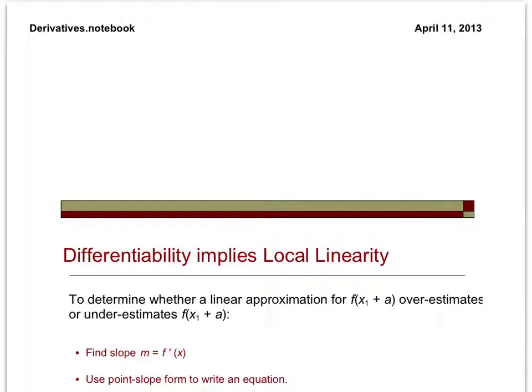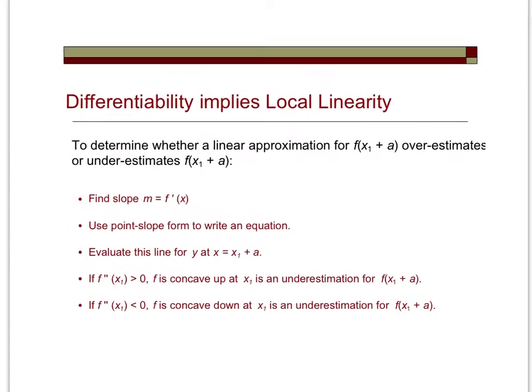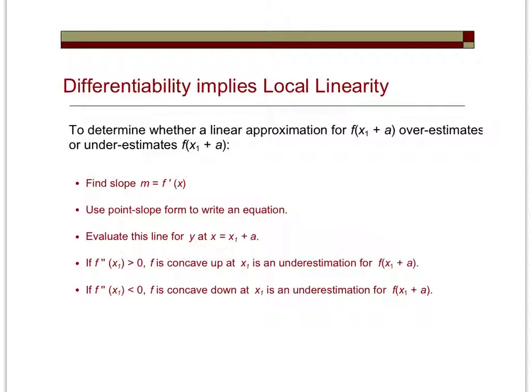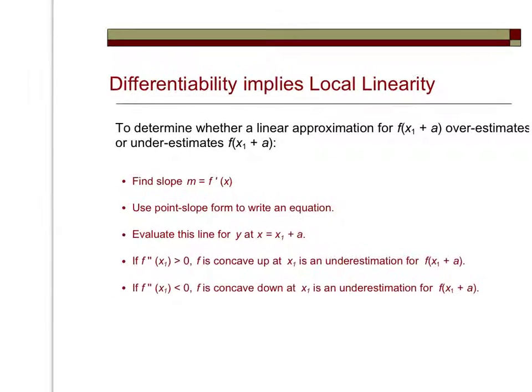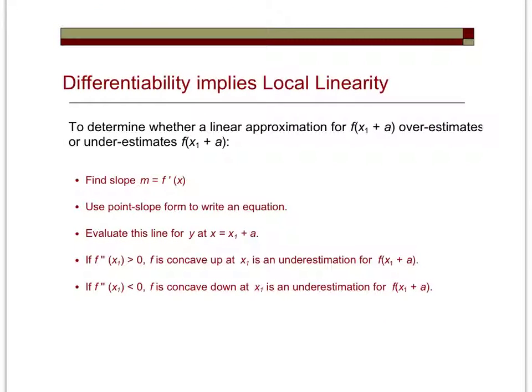Okay, on this slide, what we have is the steps for if you need to write a linear equation to estimate a value. So always, first of all, you want to find the slope. Sorry about that, I wasn't in pen mode. So you're going to find the slope, and then from that slope, you'll write an equation. With that equation, you'll approximate a value by substituting the number in. Then, looking at concavity, you'll determine whether you have an over approximation or under approximation.